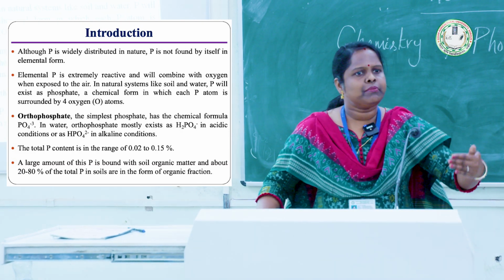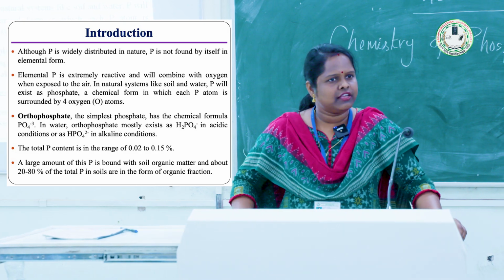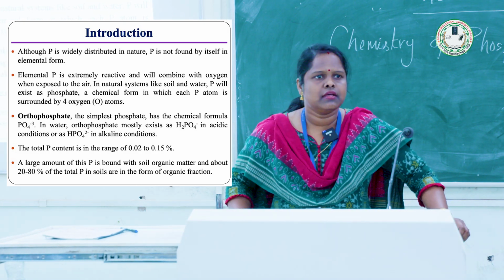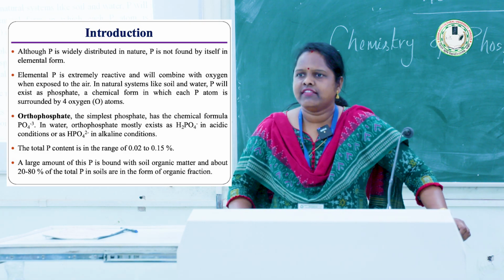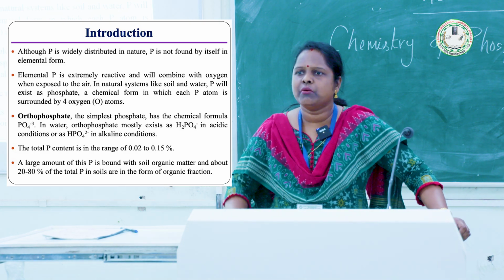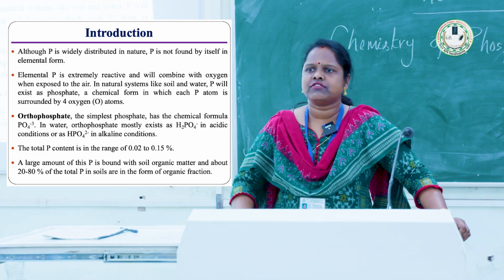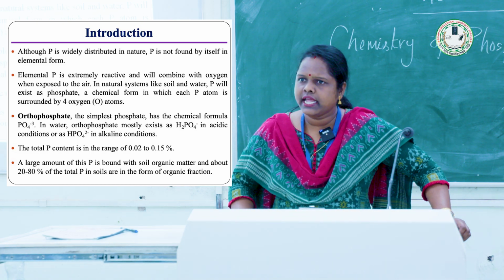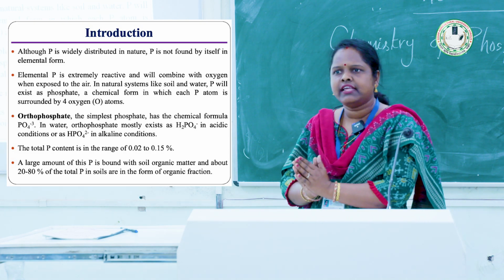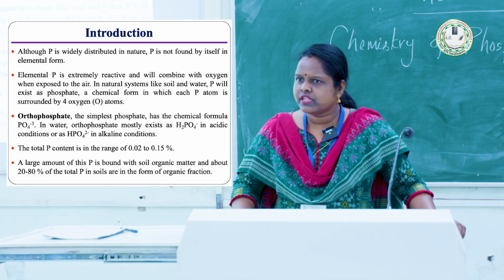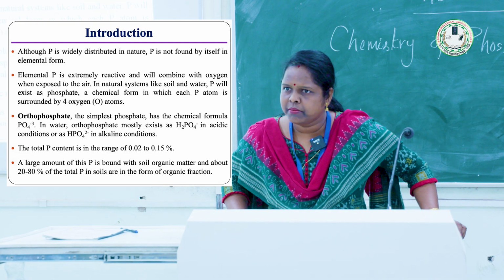And in inorganic P, there are several classifications of fractions like labile P, that is soil solution phase P, then calcium P, iron and aluminum bound P. So there are a lot of fractions under inorganic P. The range of total P in soil is 0.02 to say 0.15%.